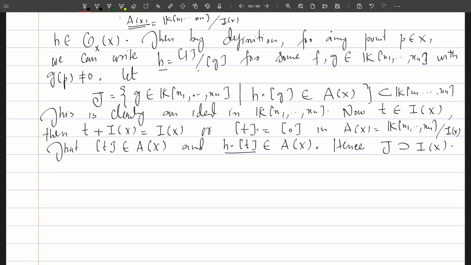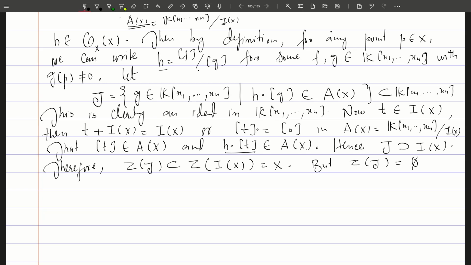Now, if this is the case, then the zero set of J is contained in the zero set of the ideal of X. So therefore, the zero set of J is contained in the zero set of the ideal of X, which is the same as X. So the zero set of J is a subset of X, but the zero set of J is the empty set.